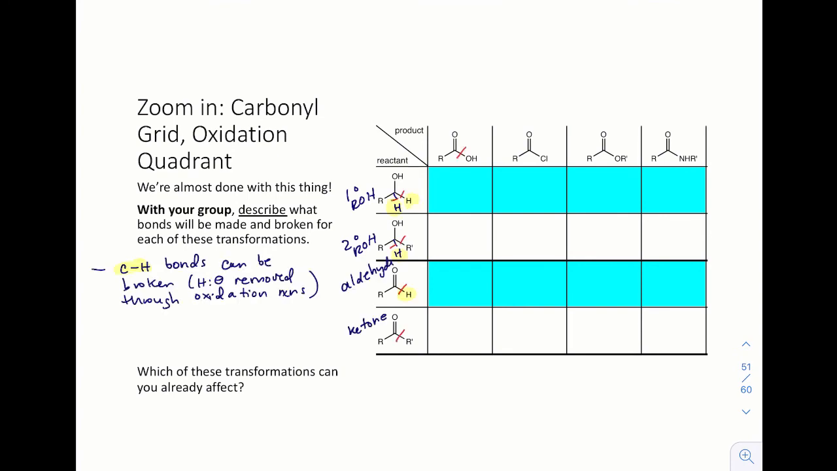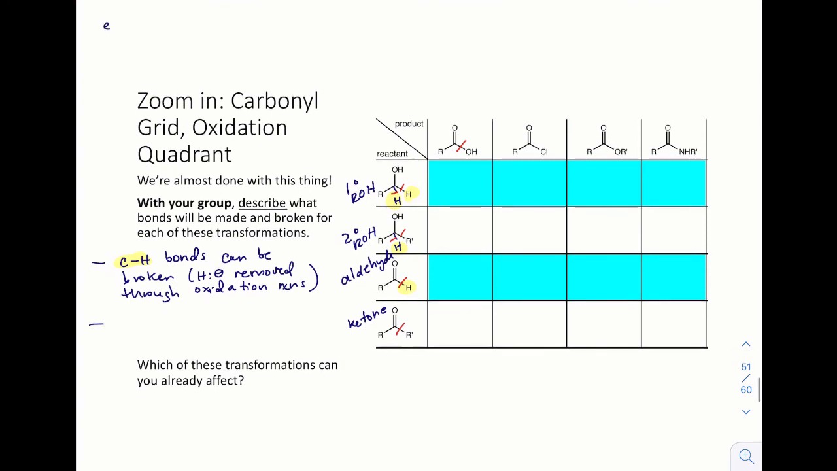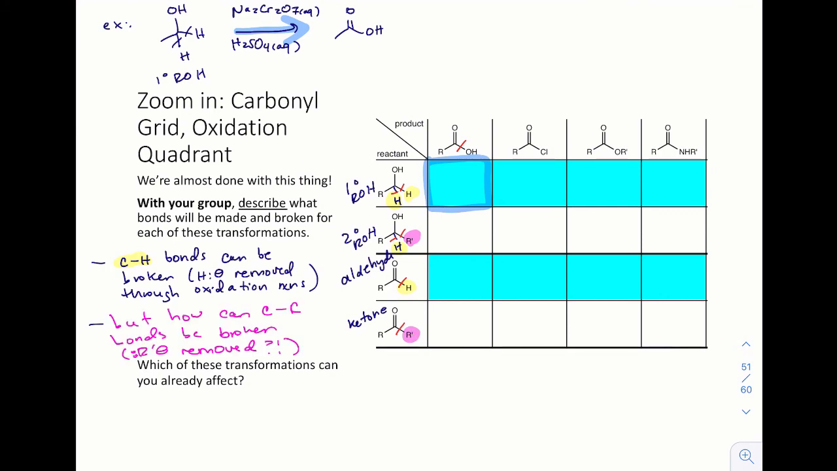These CH bonds that need to be broken, they can be removed through oxidation reactions, and we've done that before. For example, primary alcohols can be oxidized to carboxylic acids, represented by this square on the grid, upon treatment with sodium dichromate and aqueous sulfuric acid. So we've done that before. What we haven't done before, the bigger issue here, is remove carbanions. How can R minus be removed? Well, let's find out.